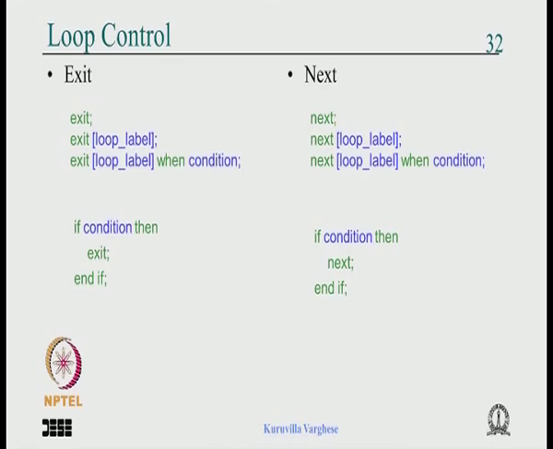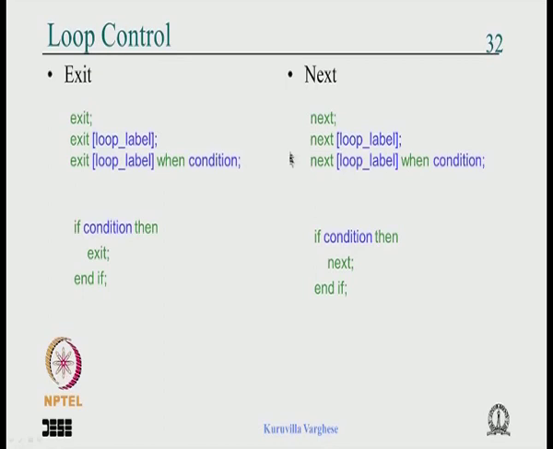Another useful thing is that you can say exit loop label when some condition is met. This is maybe good to generate irregular structures. When you have a loop, you say exit loop label when a particular condition happens, and that can be rewritten in this form also, like you say if condition then exit end if. So wherever you have written exit loop label when condition 1, you can say if condition 1 then exit end if. Exit loop label, if you want to write, you can write.